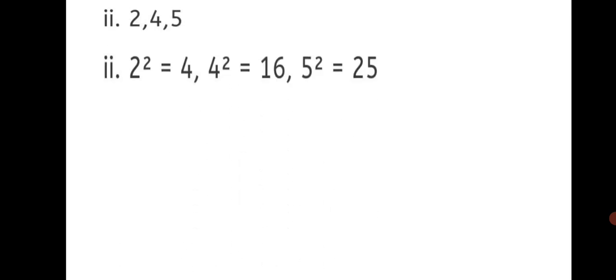First, the squares. So we write 2 square is equal to 4, 4 square is equal to 16 and 5 square is equal to 25. In the second step, we will add the squares of the smaller numbers, that is 4 plus 16, which is not equal to 25. 4 plus 16, if you add, you get 20. You can write 4 plus 16 is equal to 20 and show that it is not equal to 25.